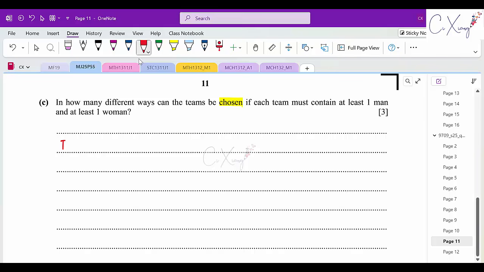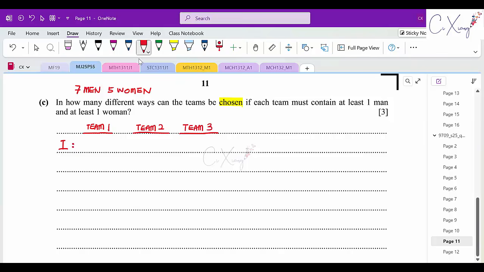Okay, for case number 1, because we are having 3 teams, what are the possible cases if we have at least 1 man and 1 woman in the team? So let's say I'm having team number 1, then team number 2, then team number 3. We are having 7 men and 5 women, and each group must have at least 1 man and 1 woman. Maybe I try to fix the number of men first.